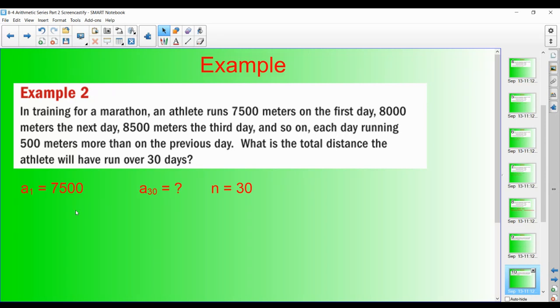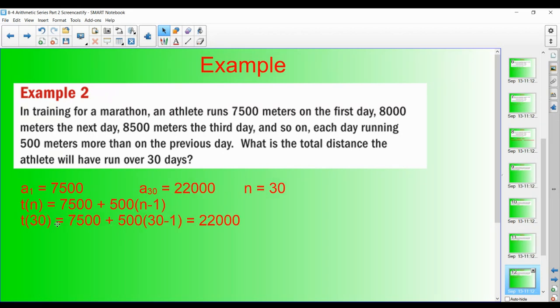So I have my first term, 7,500. I know that there are 30 terms, but I don't know the 30th term in this case. And I really don't want to just keep counting by 500s. So what I'm going to do is make a sequence formula. My sequence is the first term plus the common difference times n minus 1. And now I can put in 30 into this equation to figure out what the 30th term is.